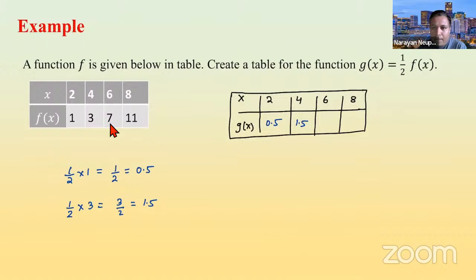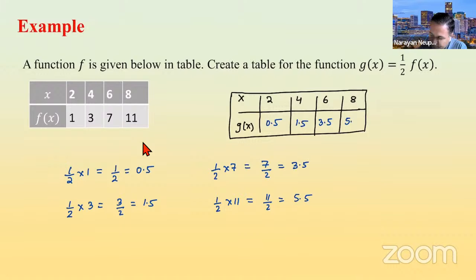Now, if we go to the next value, it is 7. So we need half of 7. Half of 7 is 7 divided by 2, or 3.5. So this value here is 3.5. And finally, the last value is 11, but we need half of 11, which is equal to 11 divided by 2, or 5.5.